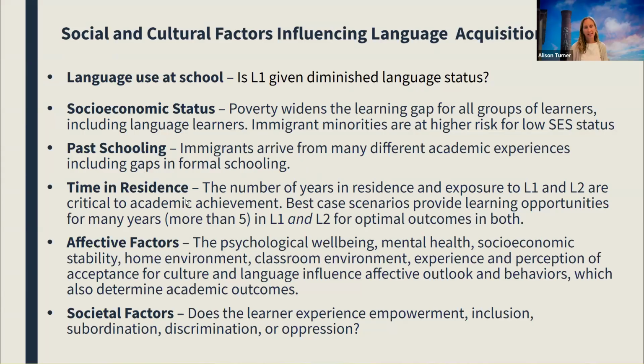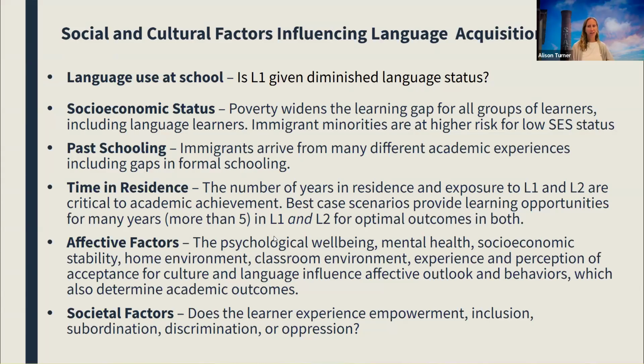Their time in residence. So we know that it takes 5 to 7 years fully immersed in a setting to become proficient in that language, and 3 to 5 years for just developing that social language, being able to communicate with peers about peer-to-peer relationships, but not content-based language. So that's an important consideration to have: how long have they been immersed in English, if at all?